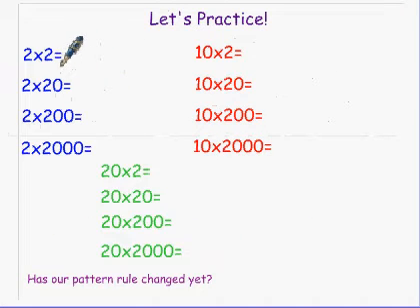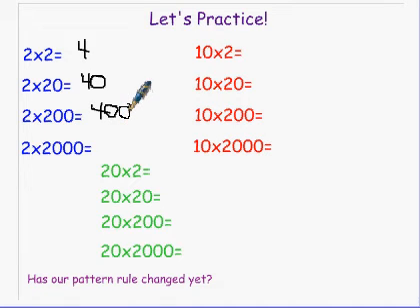Now we're going to do some more practice. 2 times 2, very easy, that's 4. 2 times 20, still easy, that's going to be 40. 2 times 200 is going to be 400. And 2 times 2,000 is going to be 4,000.